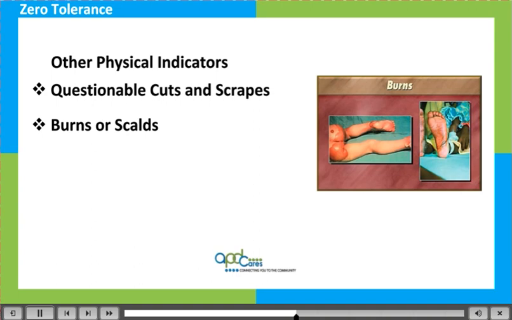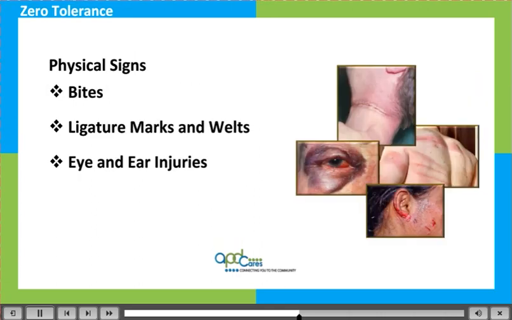Burns in specific locations, such as several burns on different parts of the body or on particularly sensitive locations, such as soles, palms, back, or buttocks. Immersion burns, which appear sock-like, glove-like, or donut-shaped on buttocks, genitalia, or limbs. Other physical signs of abuse include bites.